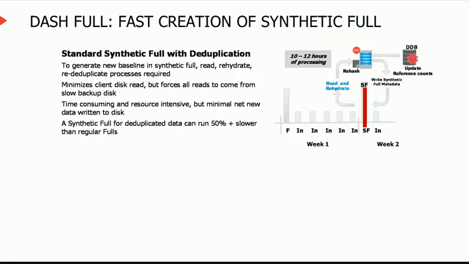The actual amount of net new data that needs to be written to the disk is minimal, but due to architecture restrictions, a synthetic full operation can run more than 50% slower than a regular full backup with traditional technologies. CommVault software counters these deficiencies by leveraging synthetic dash full operations.